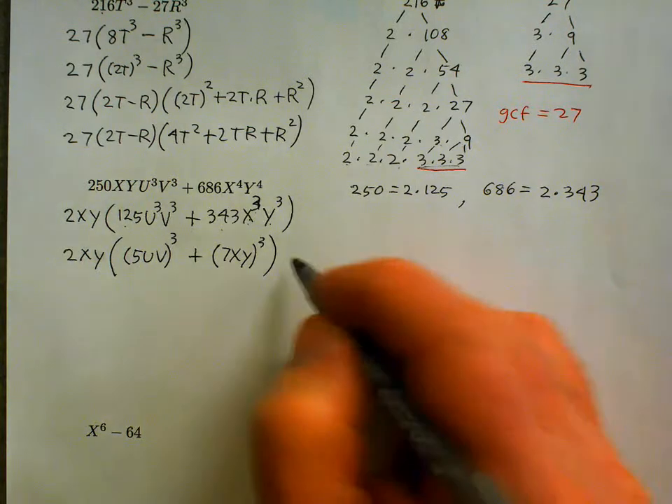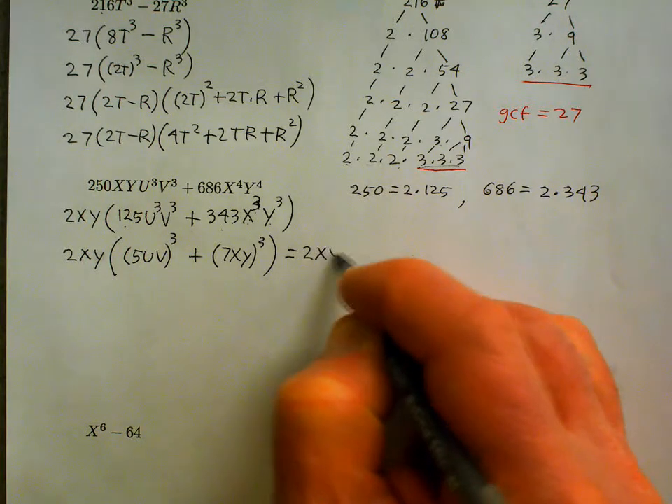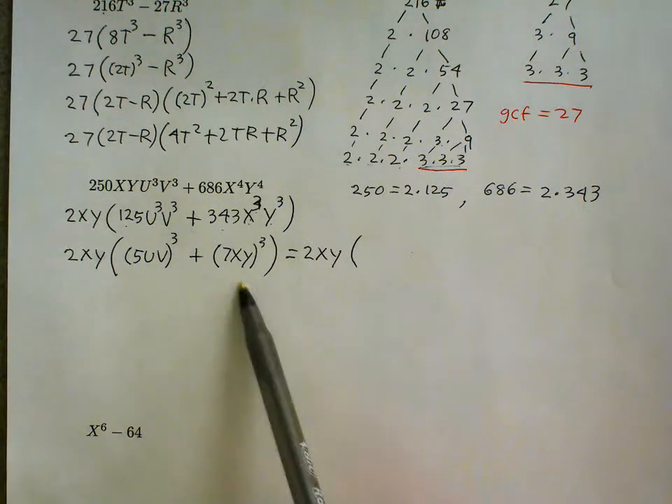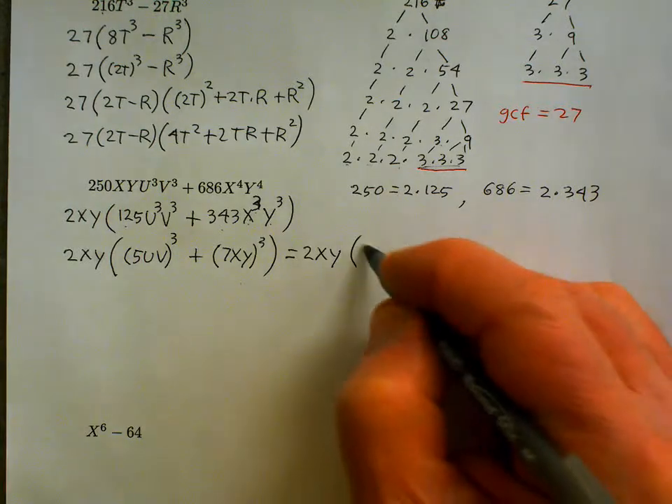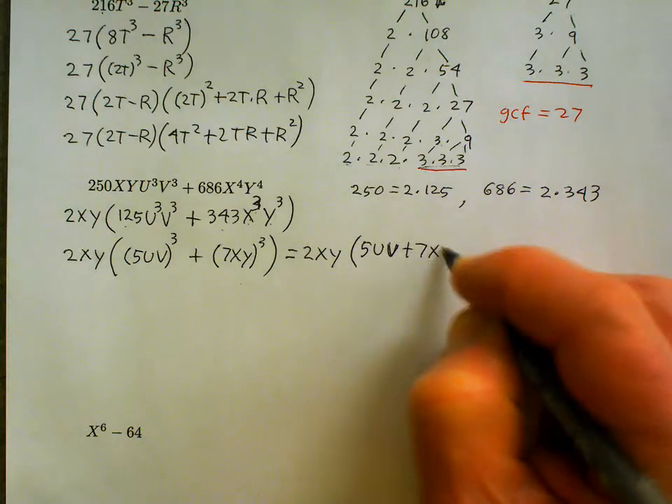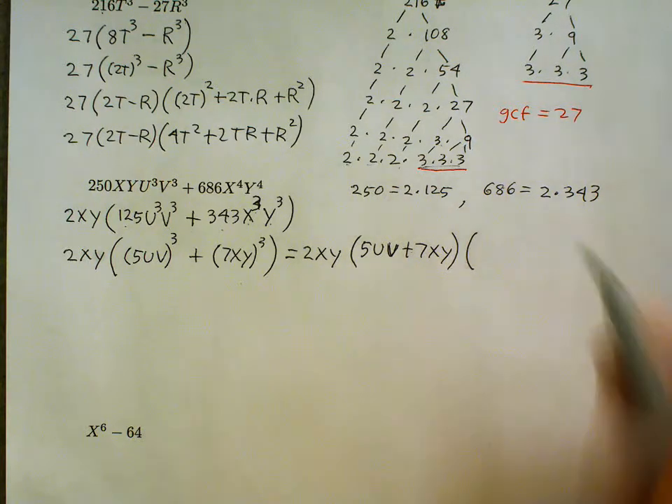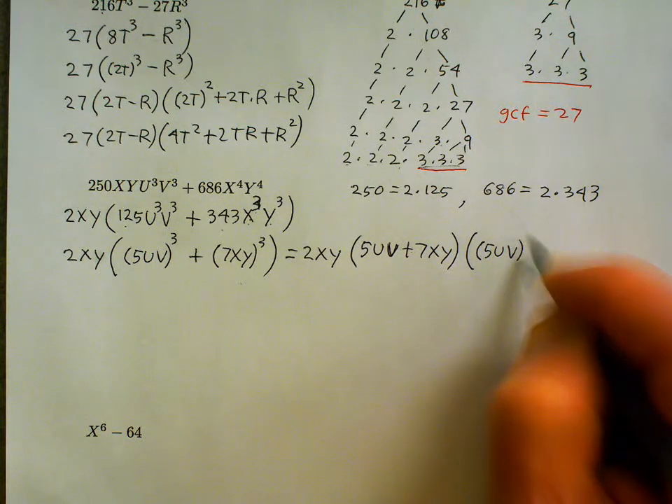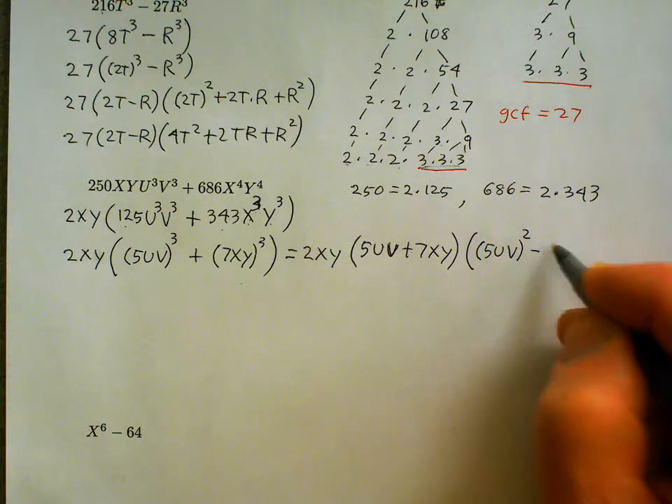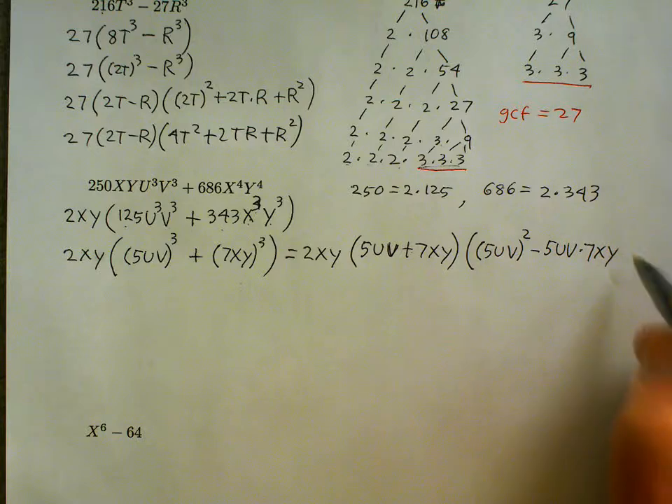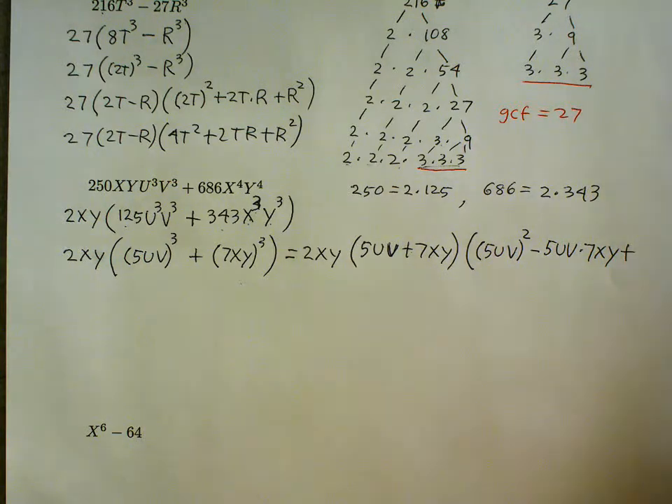And then when we factor this, we have a factor of 2xy. And then apply the sum of cubes factoring formula. So the binomial is 5uv plus 7xy. And in the trinomial, we're going to square the term 5uv. We'll subtract 5uv times 7xy. And then we're going to add the term 7xy squared.